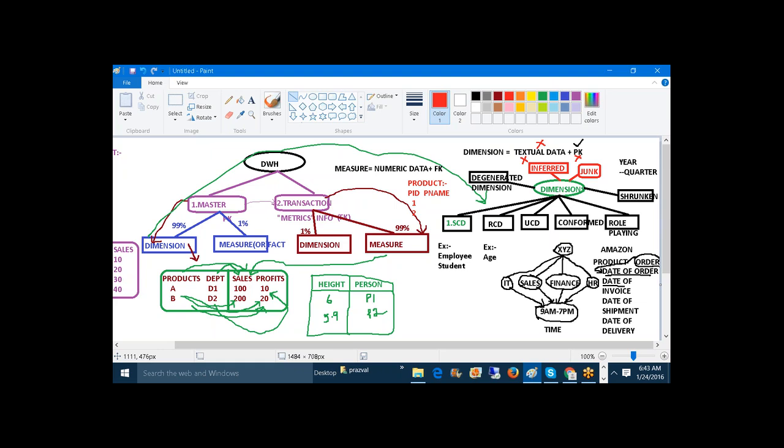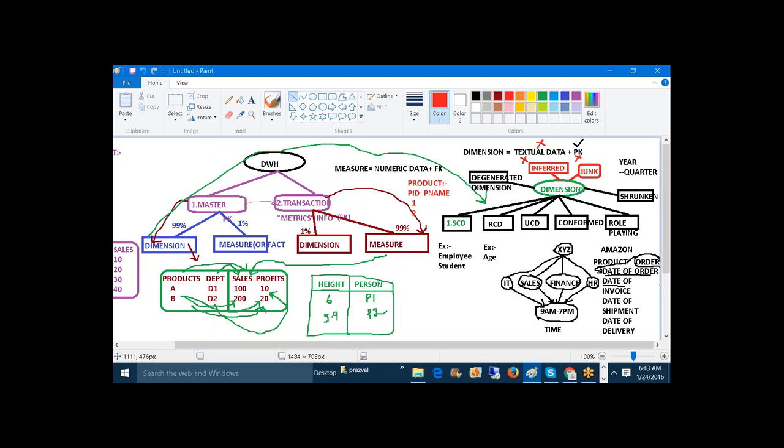The first type of dimension is known as SCD. SCD stands for slowly changing dimension. If the data in the dimension is changing over a period of time, then such a kind of dimension is known as SCD. Next, number 2, RCD. If the data in the dimension is changing rapidly, let's say each and every minute, then such a kind of dimension is known as rapidly changing dimension.